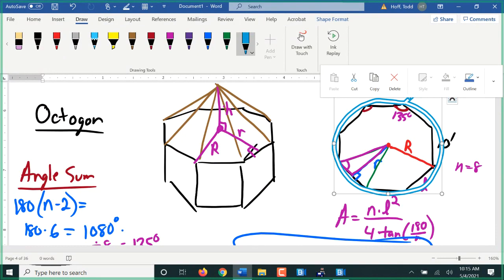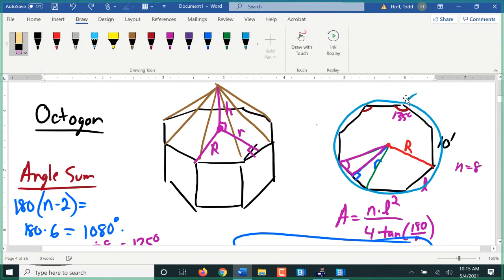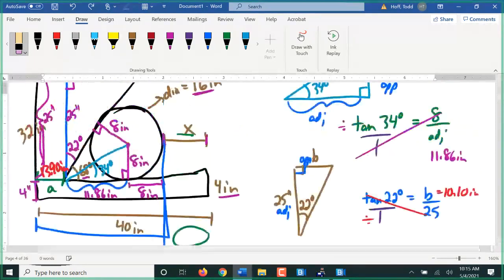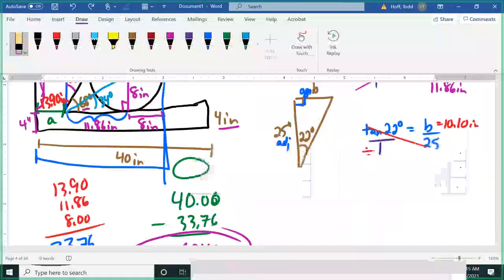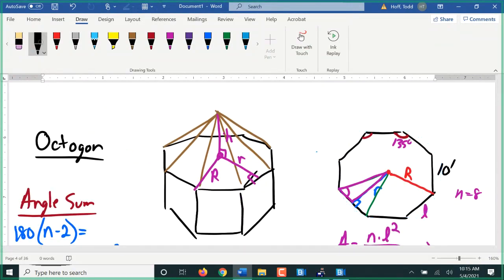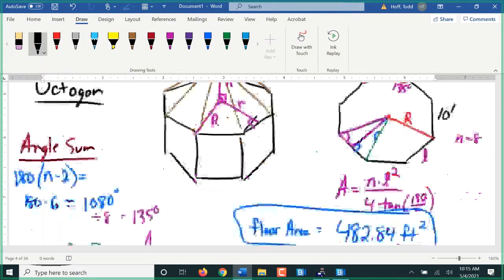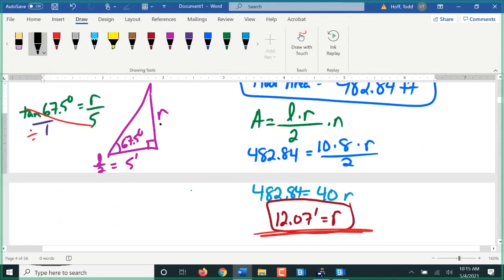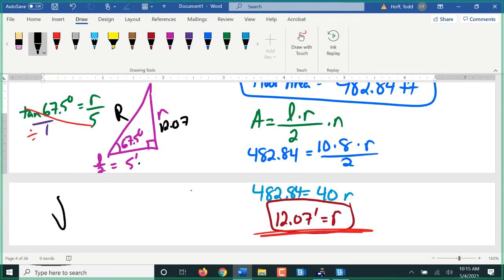So let's find big R. The old pen's acting up today. There we go. So let's find big R. Well, big R comes from this right down here. If little r is 12.07 and this is 5, big R is just the hypotenuse of that triangle, so it's the square root of 12.07 squared plus 5 squared.